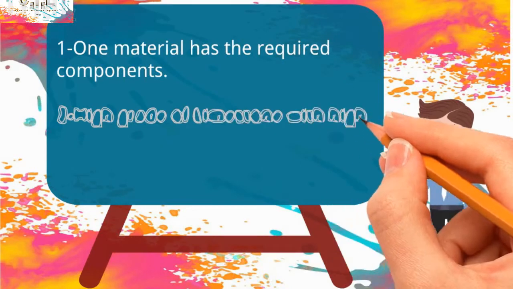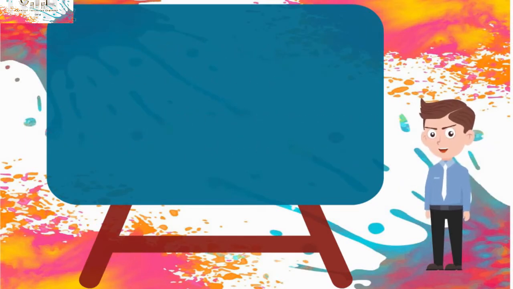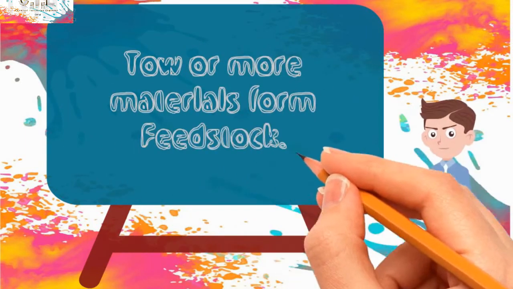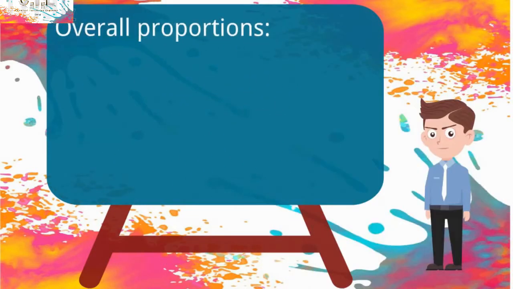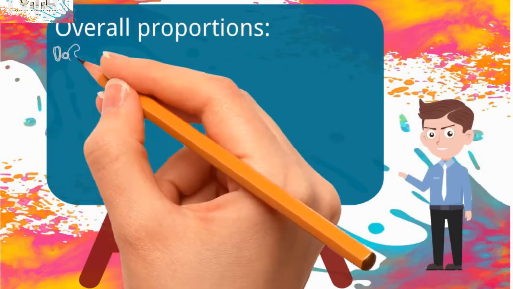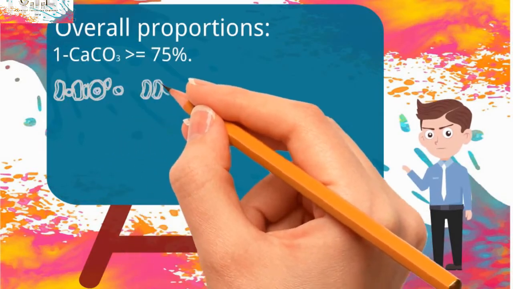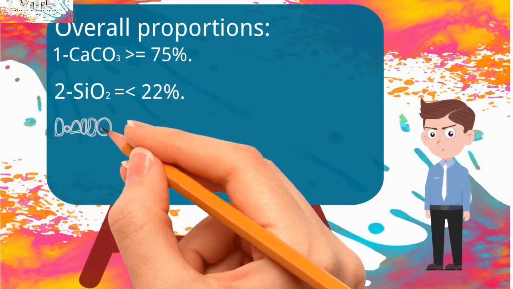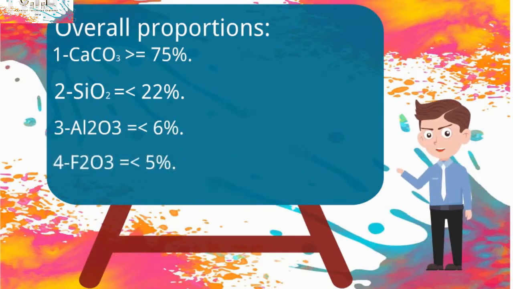Or we may get high-grade limestone with high calcium carbonate content, but also in order to maintain this grade, it is mixed with low-grade limestone. So we will mix two or more materials with different proportions to make a feedstock, with overall proportions of not less than 75% calcium carbonate, not more than 22% silicon dioxide, not more than 6% alumina, and not more than 5% iron oxide.